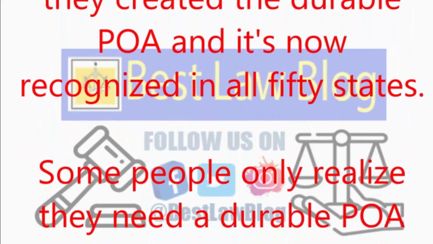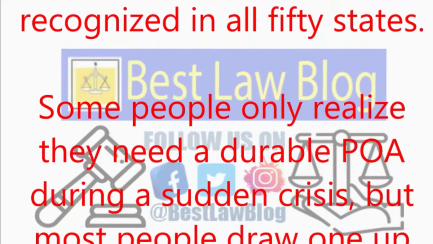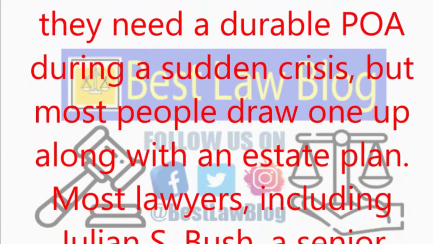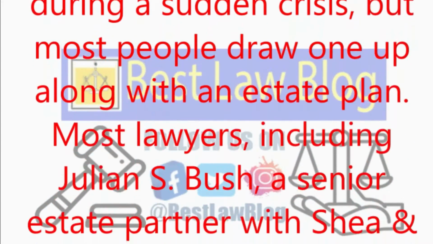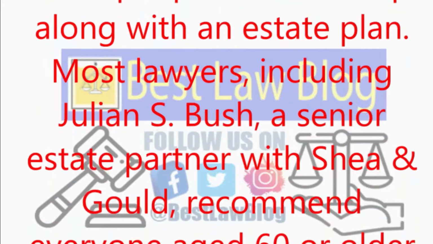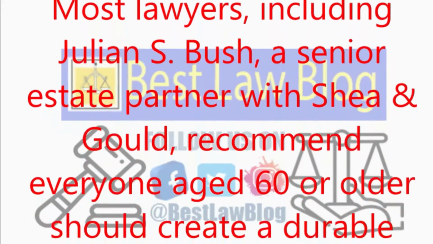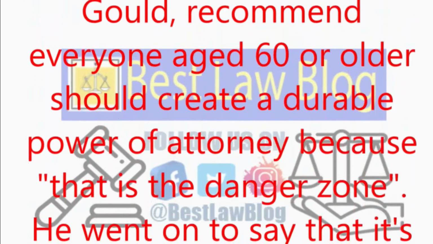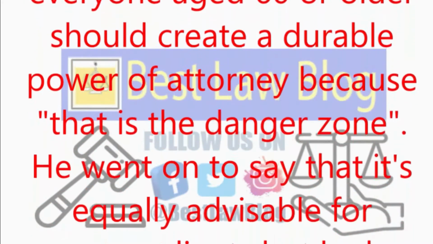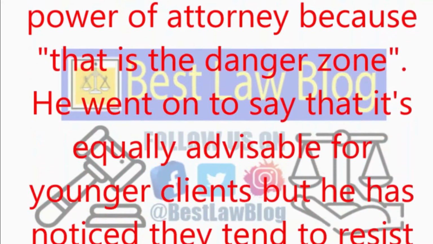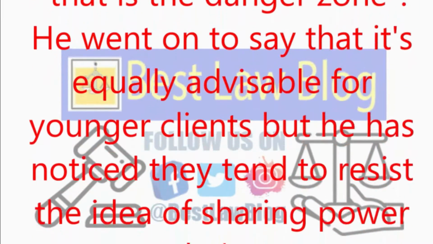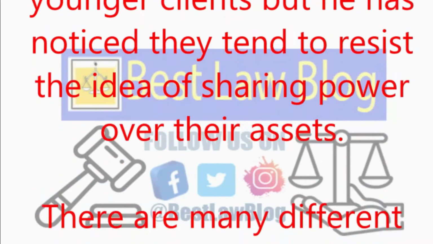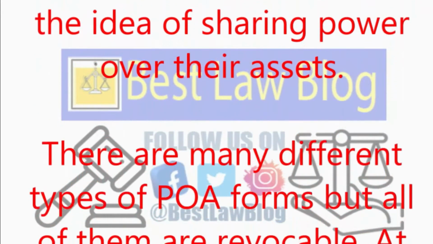Some people only realize they need a durable power during a sudden crisis, but most people draw one up along with an estate plan. Most lawyers, including Julian S. Bush, a senior estate partner with Shea and Gould, recommend everyone aged 60 or older should create a durable power of attorney because that is the danger zone. He went on to say that it's equally advisable for younger clients, but he has noticed they tend to resist the idea of sharing power over their assets.